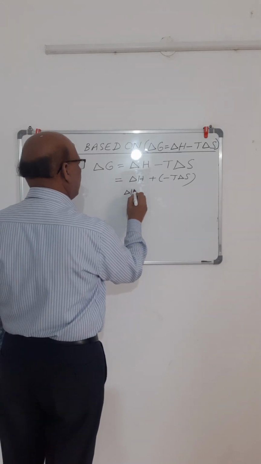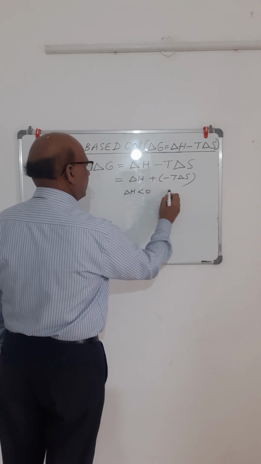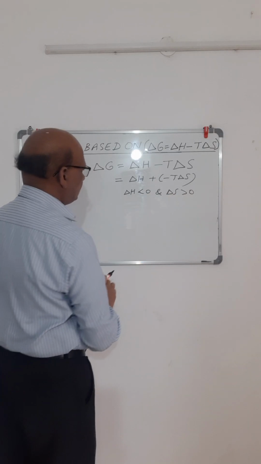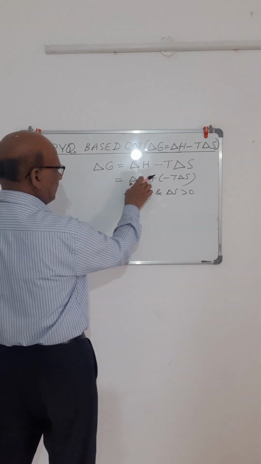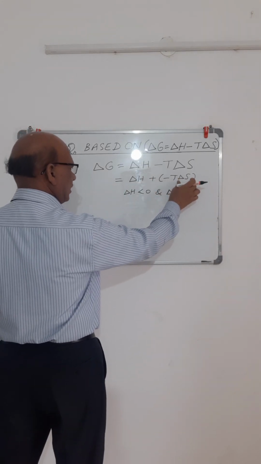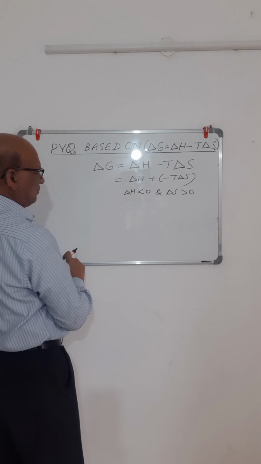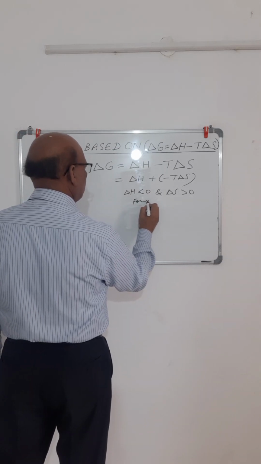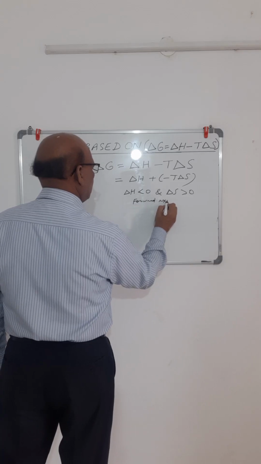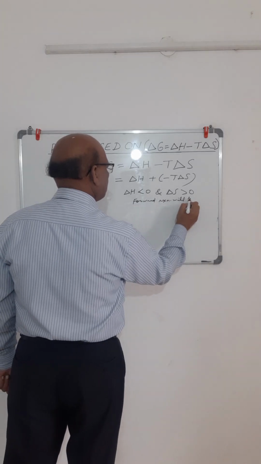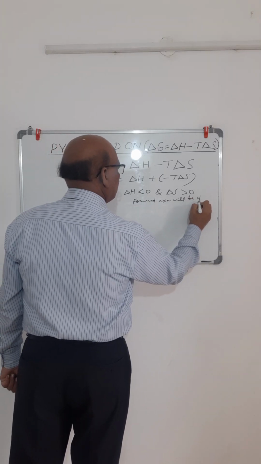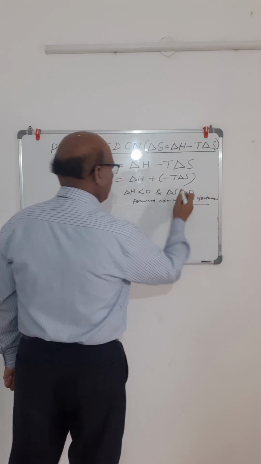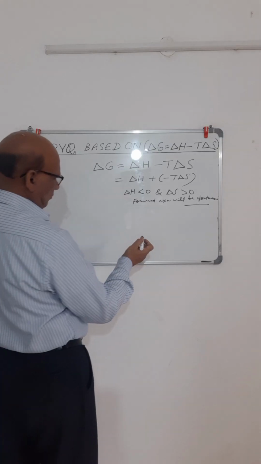It means when delta H is negative and when delta S is positive, if both these conditions are met, then first term will be negative, the second term will also be negative, and delta G will be negative. So we can say in this case forward reaction will be always spontaneous irrespective of temperature, whatever be the temperature.